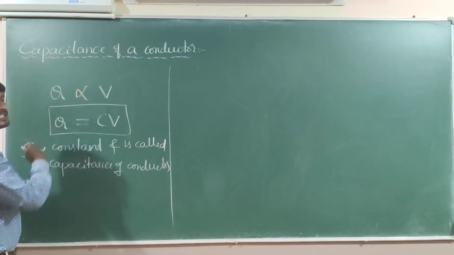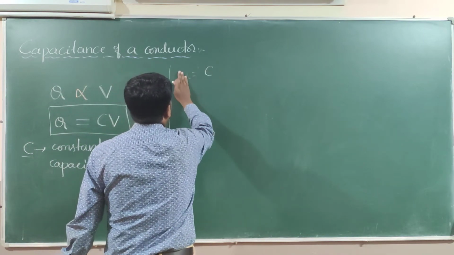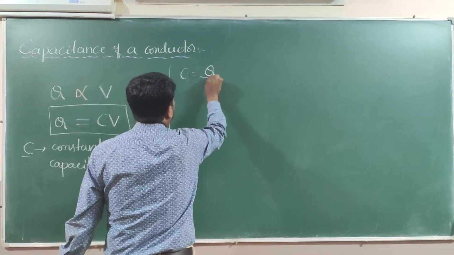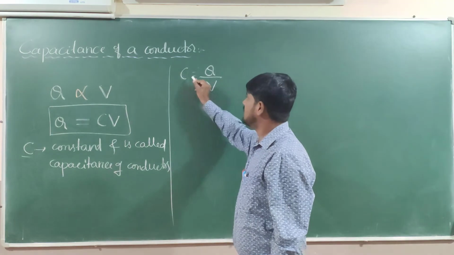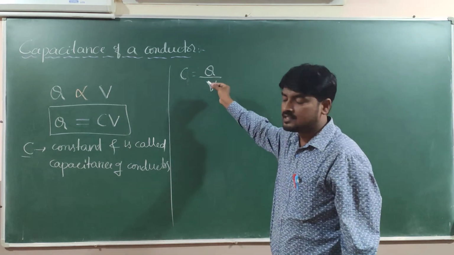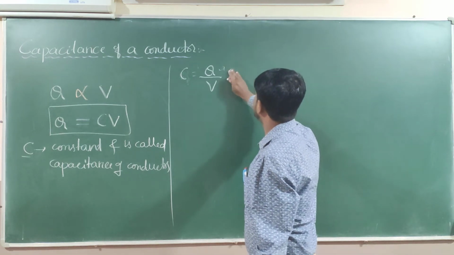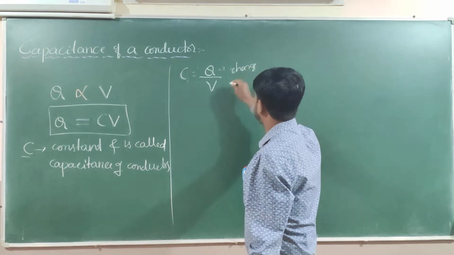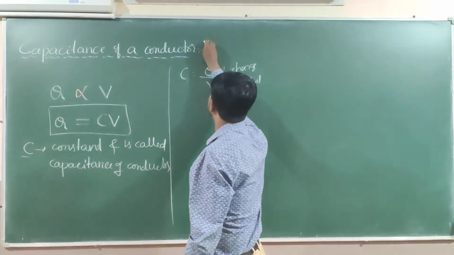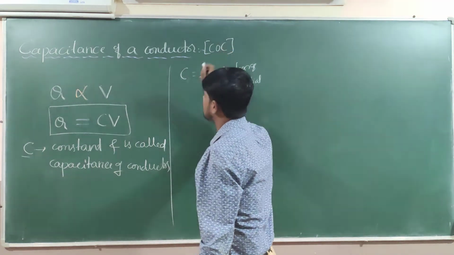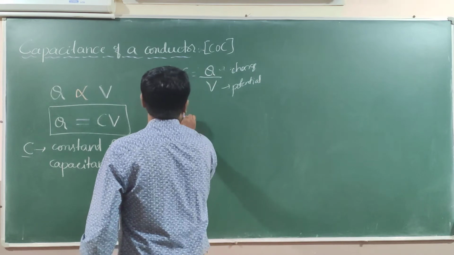If I rearrange this equation, it becomes C is equal to Q by V. That is the ratio. The capacitance of a conductor is the ratio of charge to potential. This is charge, and this is potential. Then we have to define what is COC, that means the capacitance of a conductor. So now the definition goes like this.